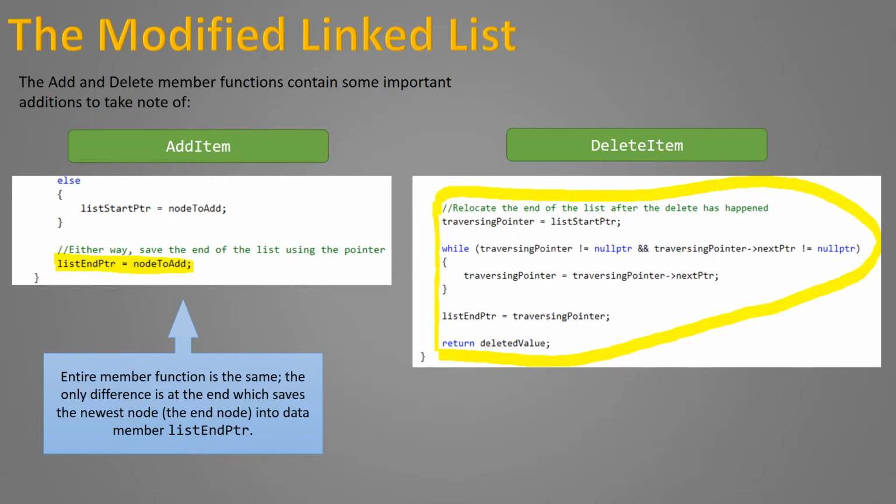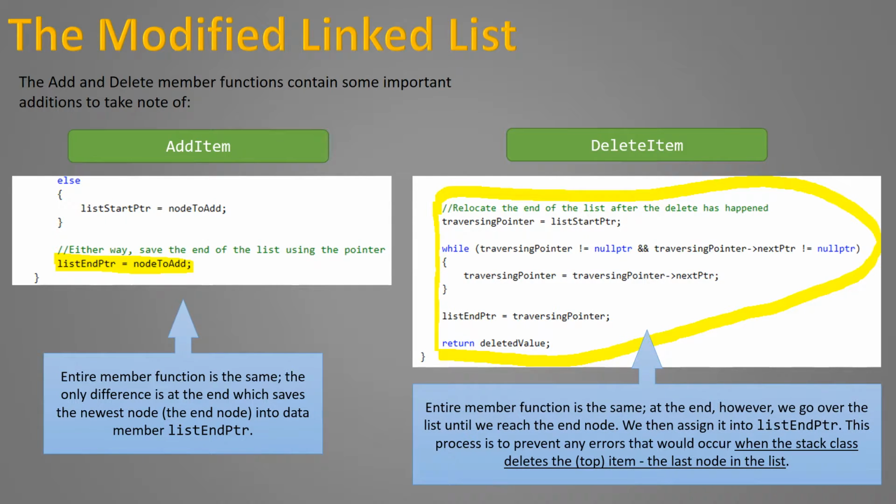In the delete item member function, there's a block of code that I added at the end. Basically, the entire member function for the delete item is exactly the same. At the end, however, what I do is I go over the list until I reach the end node. I then assign it into the private data member listEnd pointer. Now this process is to prevent any errors that could occur if I deleted the last node in the list, which is going to be the case when I'm using the stack class to manipulate this linked list.